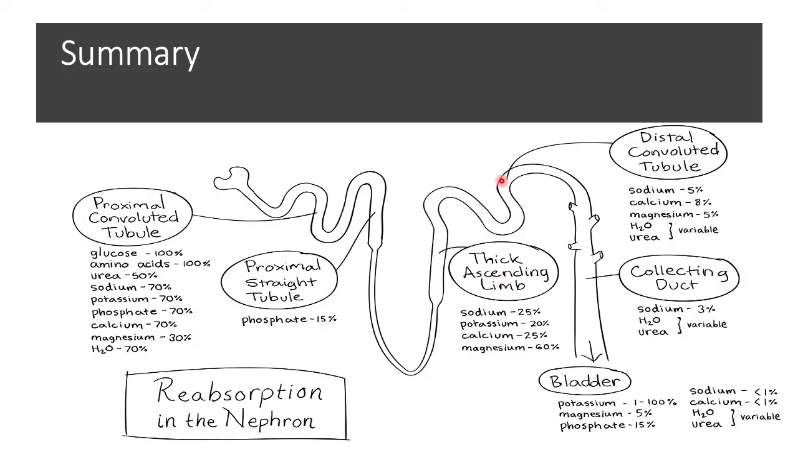5% of sodium is reabsorbed from the distal convoluted tubule, and 3% of sodium is reabsorbed from the collecting duct. The secreted substances are hydrogen ion, potassium, and drugs, which are secreted mainly in the late part of the distal convoluted tubule and the collecting duct. So here we end the kidney, how it handles solutes by the reabsorption process and the secretion.